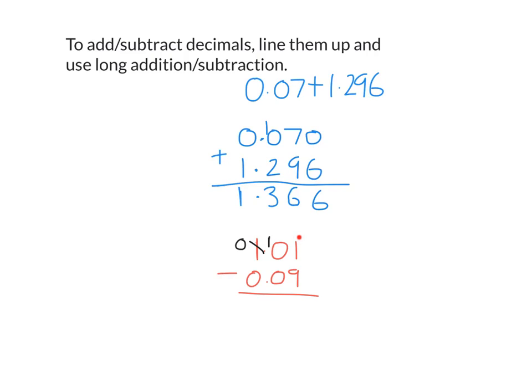So I can't do 1 minus 9. But what I can do is make this 11 minus 9 if I borrow 1 from the previous. So I go 11 minus 9 gives me 2. Now I've got 9 minus 0 is 9. Now make sure decimal point under decimal point, and then I've got 0 minus 0, which is 0. The answer is 0.92.